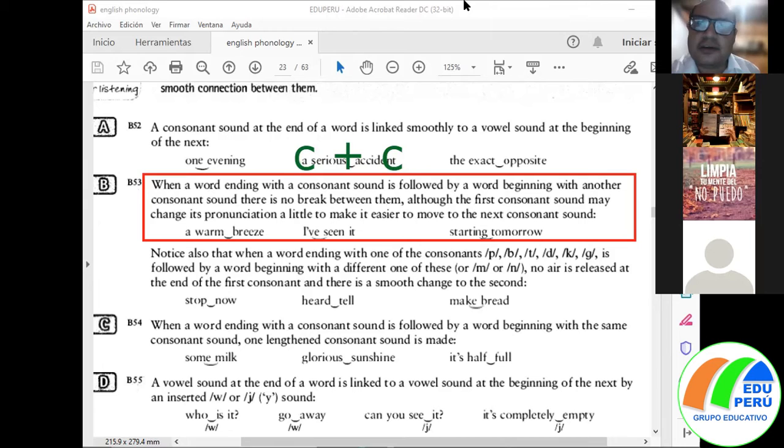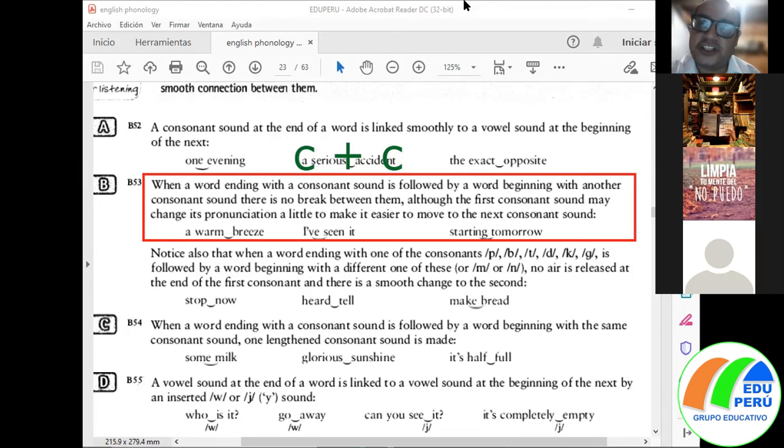Stop now. Notice, you don't say stop now with a release. No release, no aspiration. You change the sound. You're creating an allophone, remember that. Stop now. So notice you don't release the air.